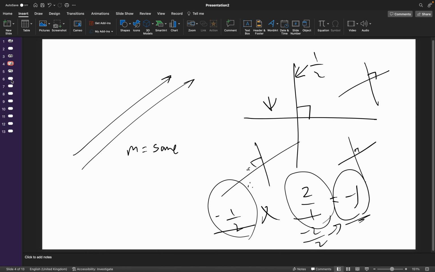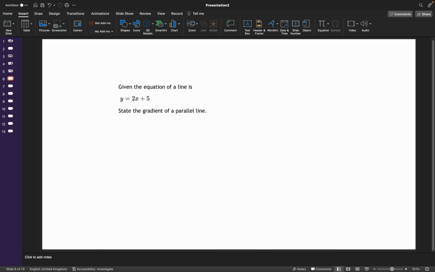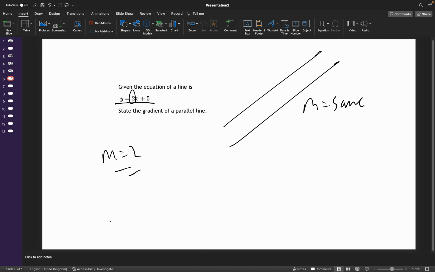Okay, so let's go through some example style questions, starting with lines. Given that the equation of a line is y equals 2x plus 5, state the gradient of a parallel line. What did we say? If we have parallel lines, the gradient is going to be the same. So if you have y equals 2x plus 5, you have 2. So the m is 2. Gradient is always the same if it's parallel.